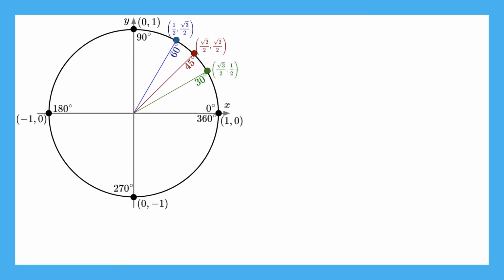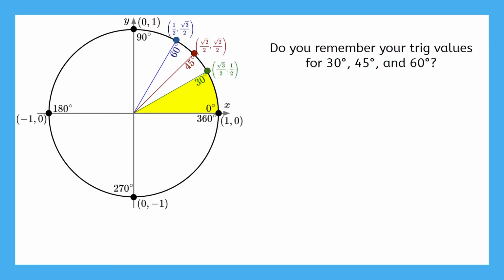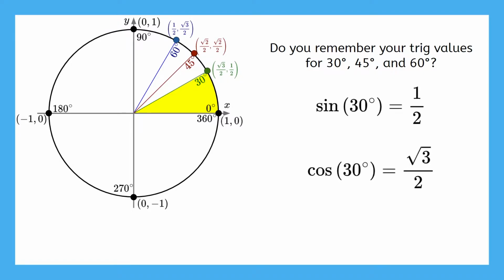Here's that unit circle we drew in the last lesson. To start, let's focus on the point 30 degrees around the unit circle. Let's remind ourselves of the sine and cosine of 30 degrees. Do you remember your trig values for 30, 45, and 60 degrees? The left-hand technique that we learned can help remind you of those values. The sine of 30 is 1/2, and the cosine of 30 is the square root of 3 over 2.